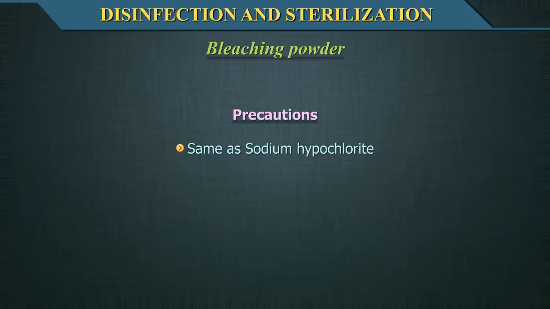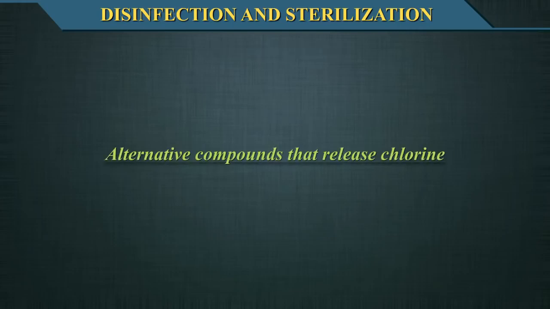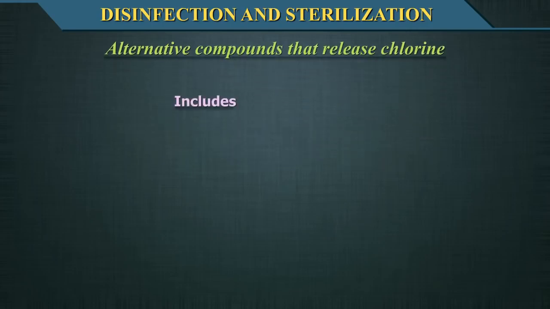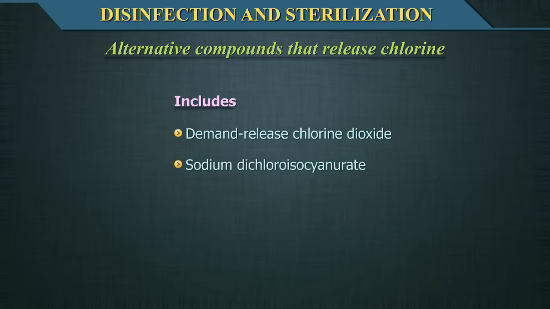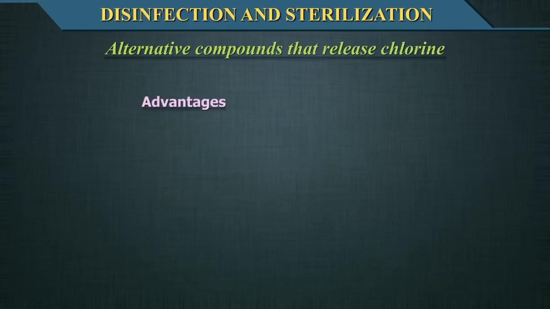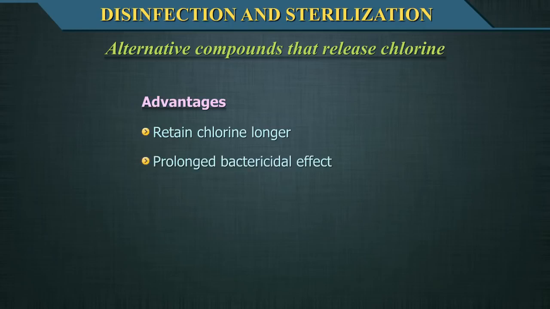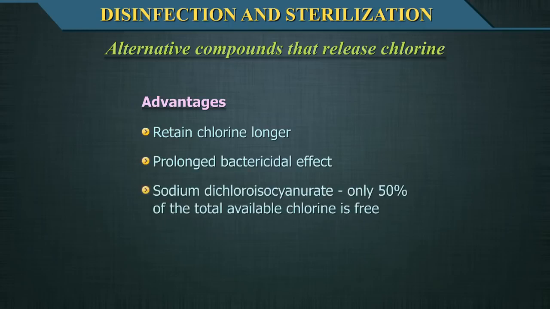metals, same as sodium hypochlorite. Alternative compounds that release chlorine and are used in the healthcare setting include demand-release chlorine dioxide, sodium dichloroisocyanurate, and chloramine T. The advantage of these compounds over the hypochlorites is that they retain chlorine longer and so exert a more prolonged bactericidal effect. But with sodium dichloroisocyanurate, only 50% of the total available chlorine is free.